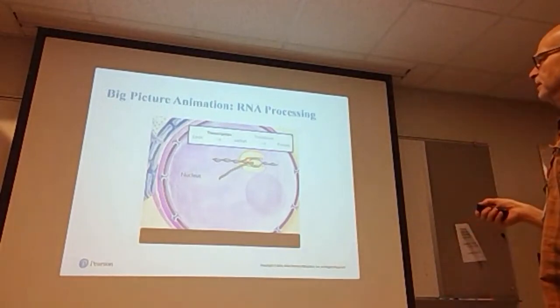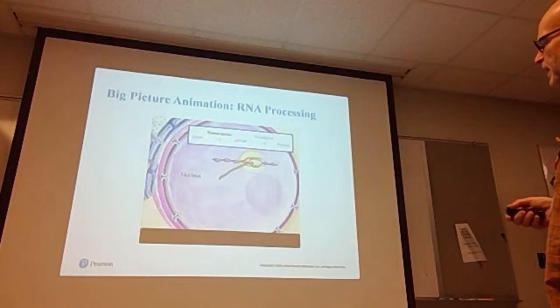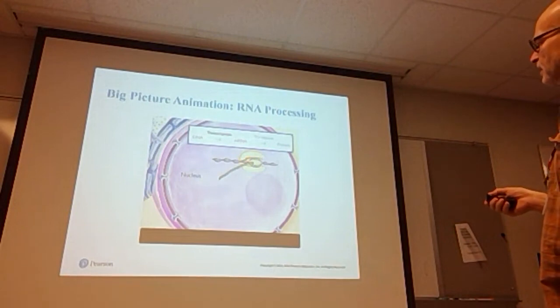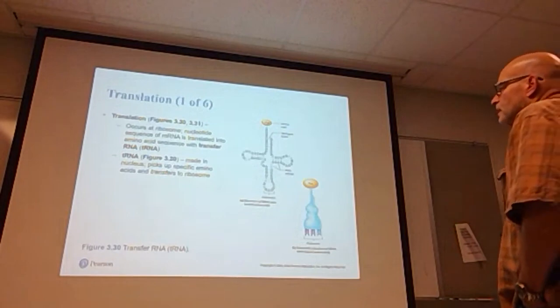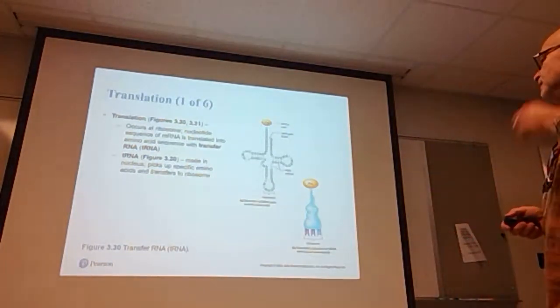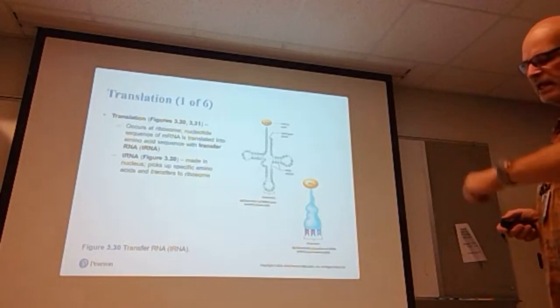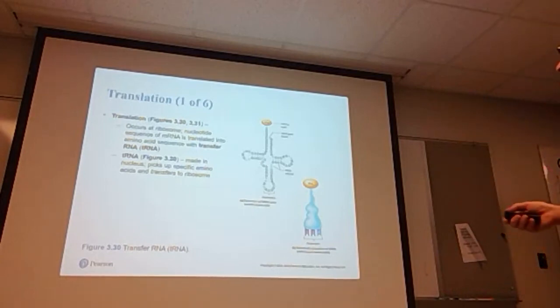So again, big picture, DNA through transcription makes a messenger RNA. The messenger RNA then has the introns removed and is translated into a protein. So translation occurs at the ribosome, where the nucleotide sequence of messenger RNA is translated into an amino acid sequence with transfer RNA. So here's the transfer RNA.